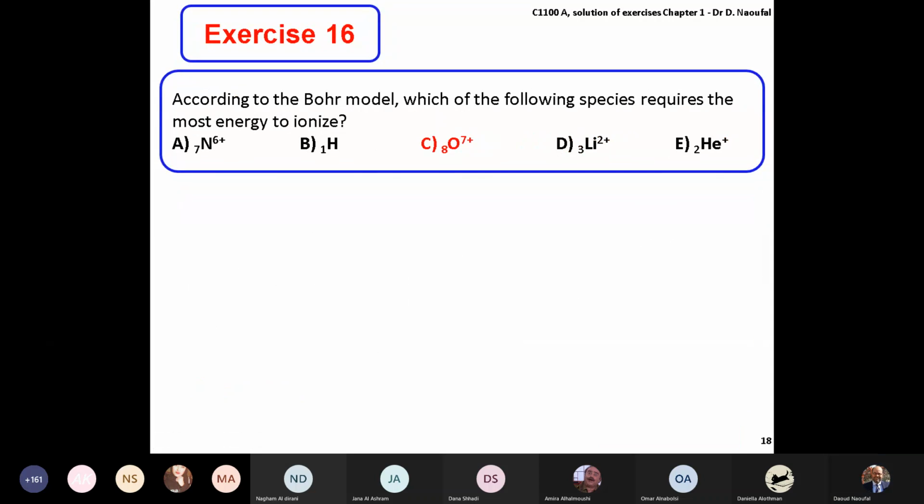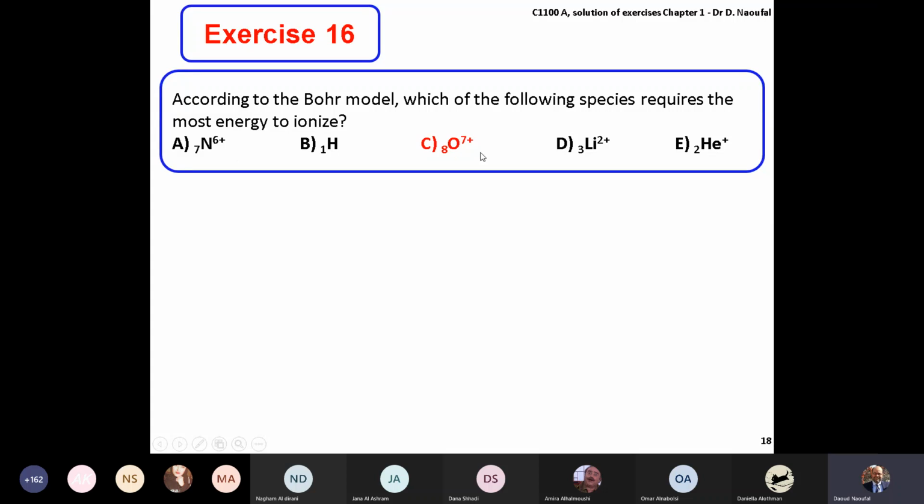Exercise 16. According to Bohr model, which of the following species requires the most energy to ionize? In other words, we can say according to Bohr model, calculate the ionization energy for the following species: nitrogen 6 plus, hydrogen, oxygen 7 plus, lithium 2 plus, helium plus.